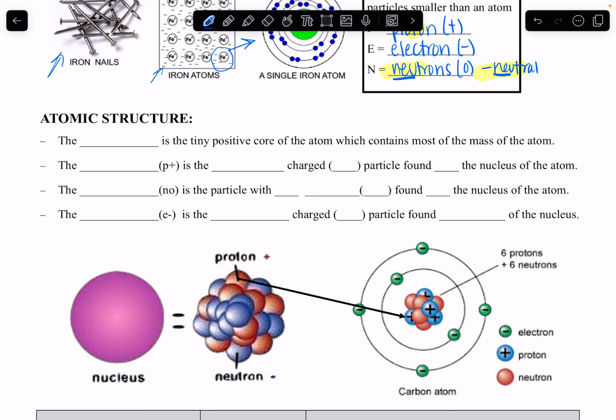Okay, so our nucleus is the tiny positive core of an atom, which contains most of the mass of the atom. Remember, our nucleus holds our protons and our neutrons, and if we look down here, we can see that. Our protons and our neutrons both make up the mass of the atom, because electrons are like earrings. They don't have a weight, okay?